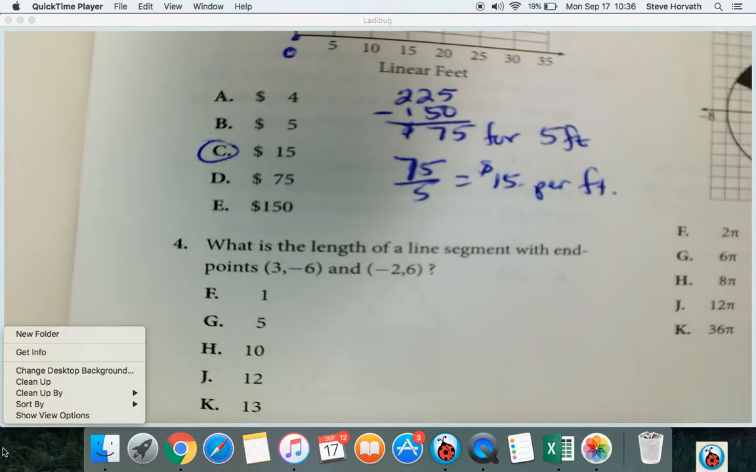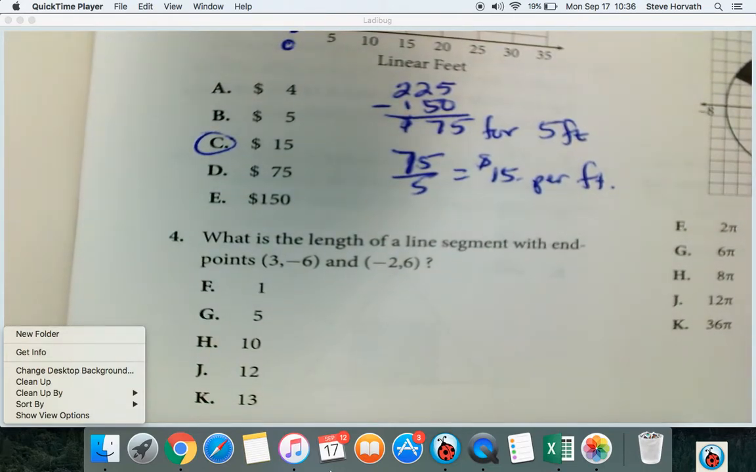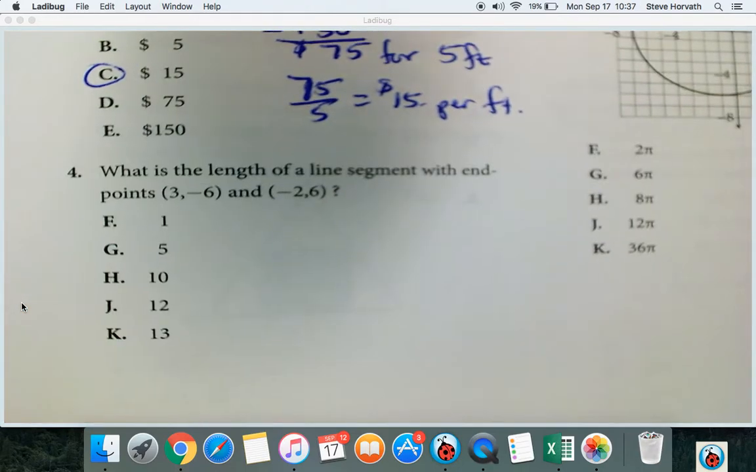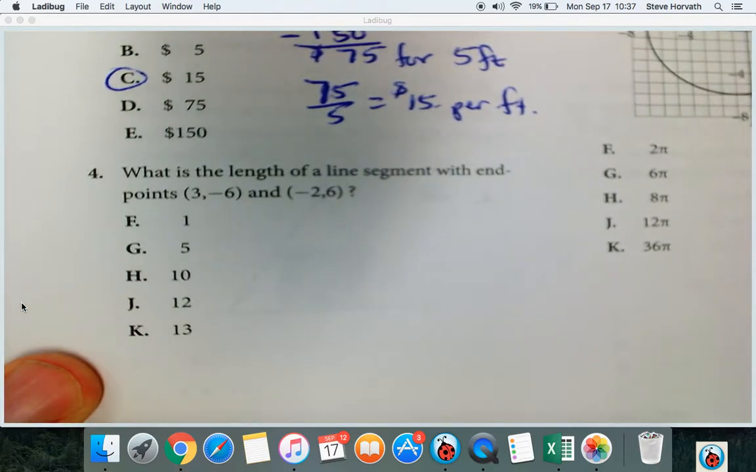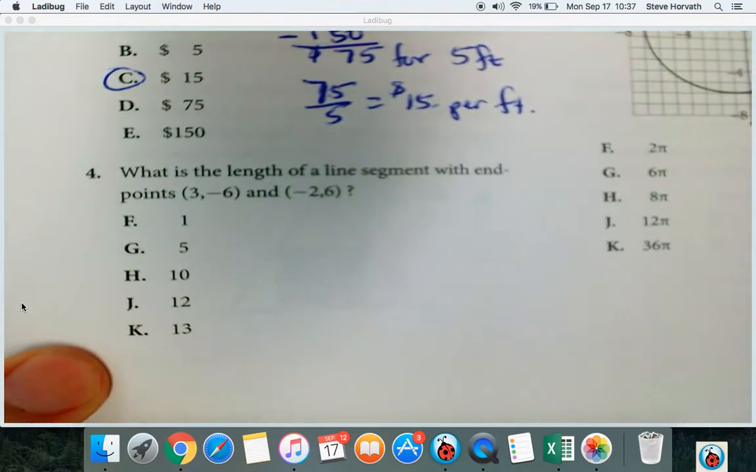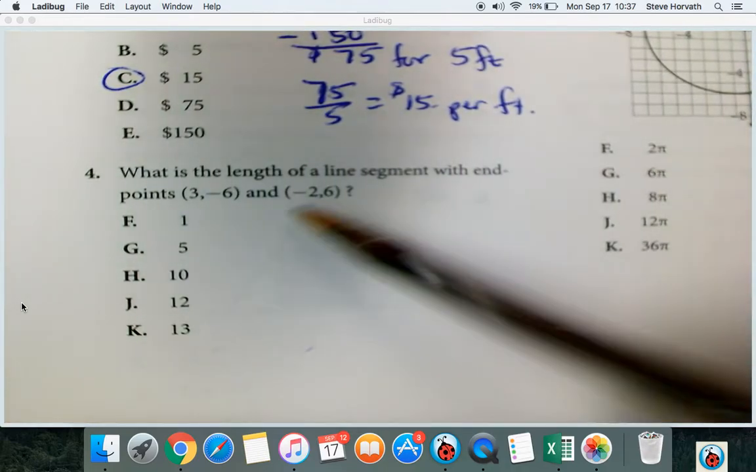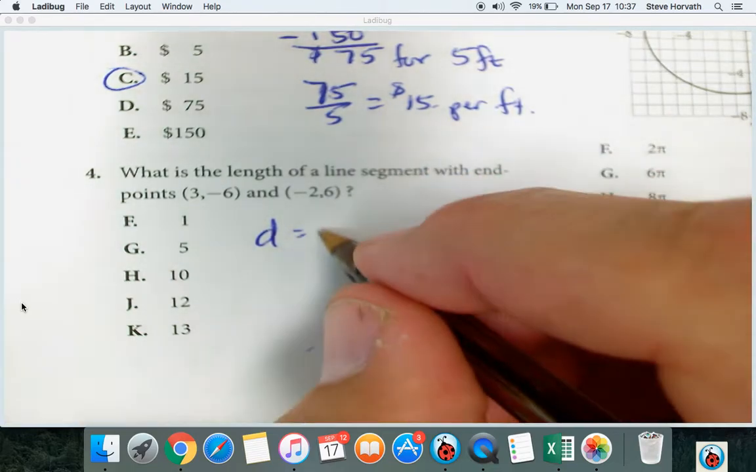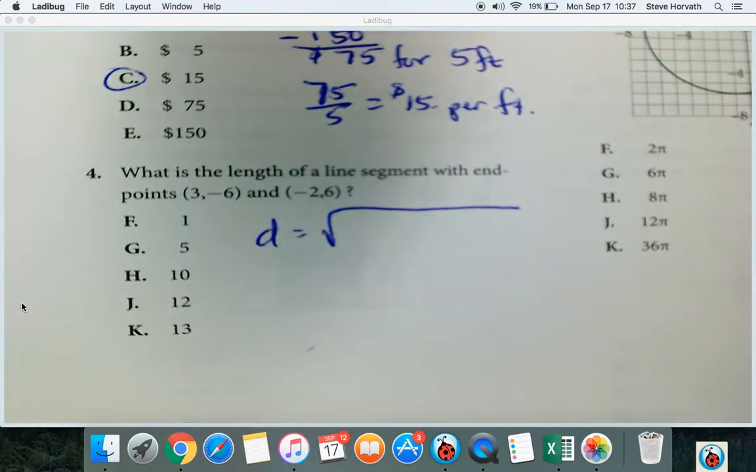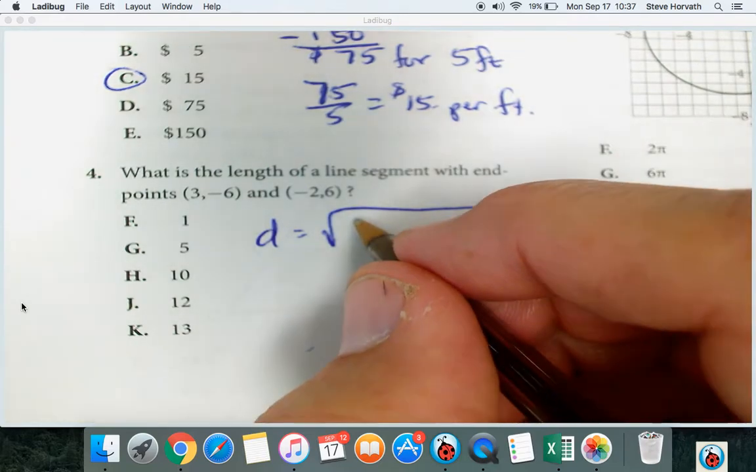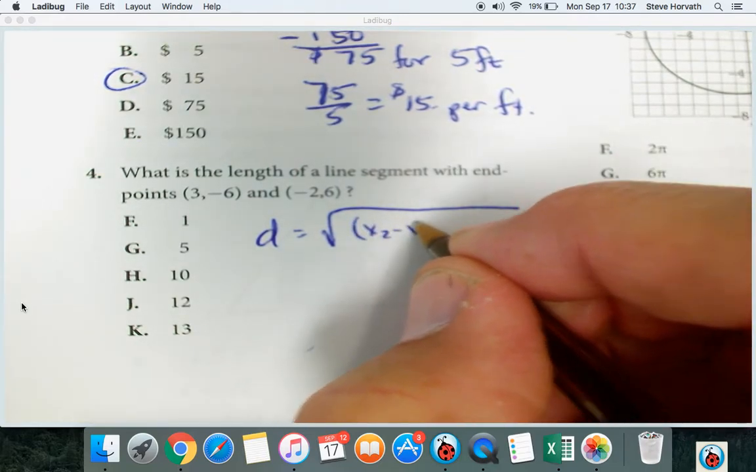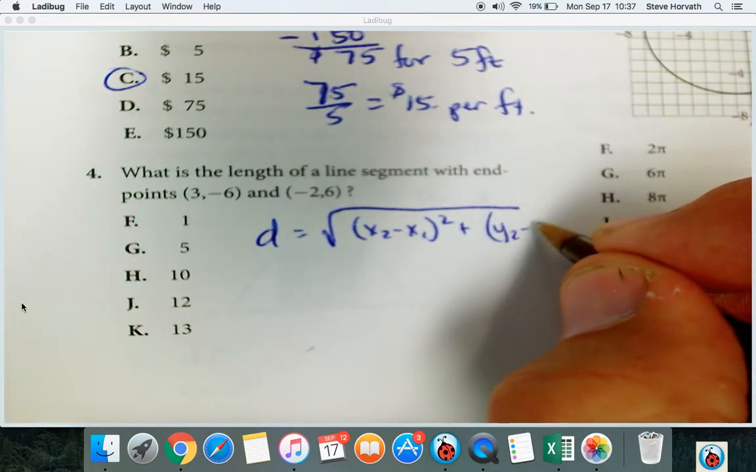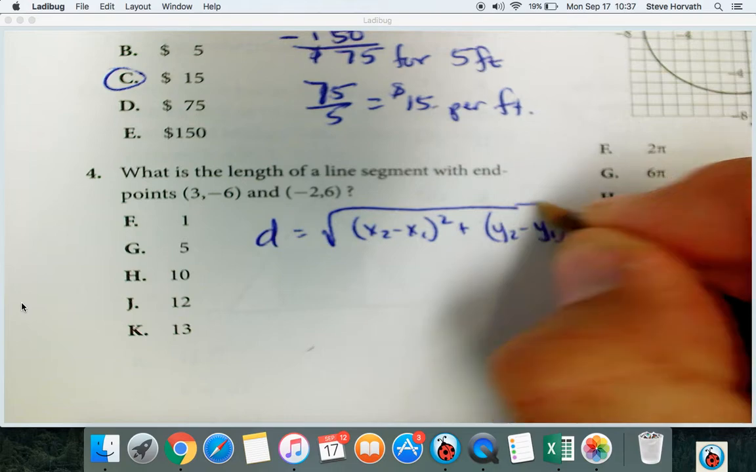Okay, this one, number 4. Number 4 has a little bit more to it, but we can also look at a shortcut. But let's do the math first. The length of a segment. The length of a segment is given by the distance formula, and the distance between any 2 points is the square root of x2 minus x1 squared plus y2 minus y1 squared.